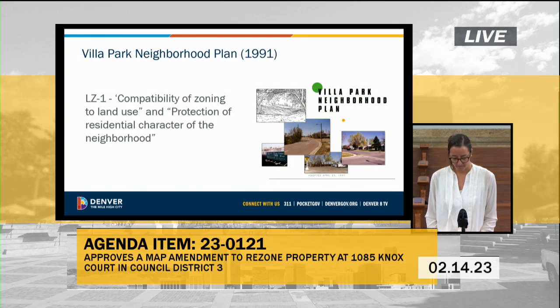The URH 2.5 zone district is a district that both respects the character of the existing neighborhood in terms of building height and residential land use types, and allows for a reasonable increase in density given the location of the property in close proximity to the Knox Street light rail station.